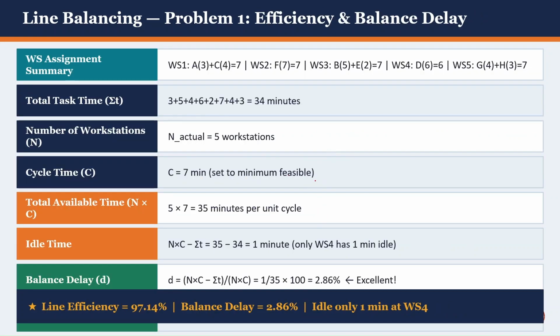Then the efficiency and balance delay are observed. The total task time comes out to be 34 minutes. Cycle time is 7 minutes, so the total time available is 35 minutes. Idle time is n into c minus summation t, so it will be 35 minus 34, that is 1 minute. Only workstation 4 has a 1 minute delay, and the balance delay is n into c minus summation of t upon n into c. This comes out to be only 2.86%. So that is the only balance delay we have.